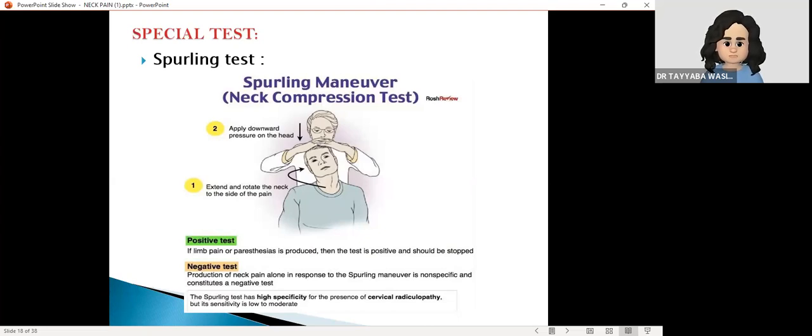The test is positive when limb pain or paresthesias is produced, and negative if the patient does not complain of pain. This test is very important in neck pain assessment because it has high specificity and low sensitivity. With reference to cervical radiculopathy, if this test is positive, we can strongly suspect cervical radiculopathy.